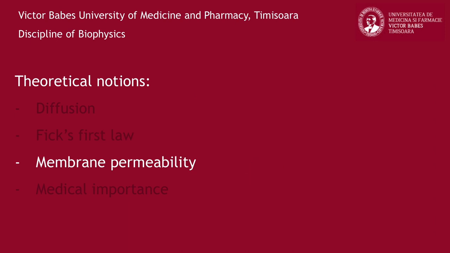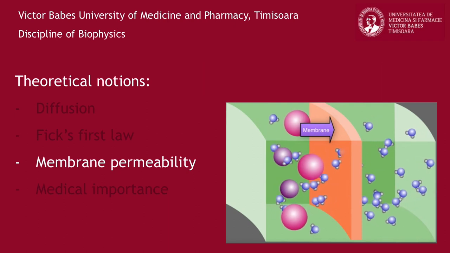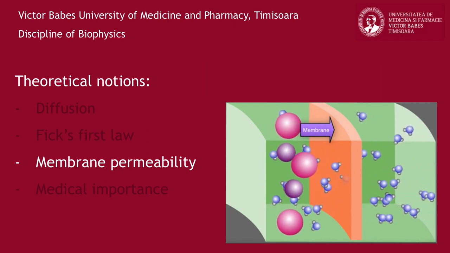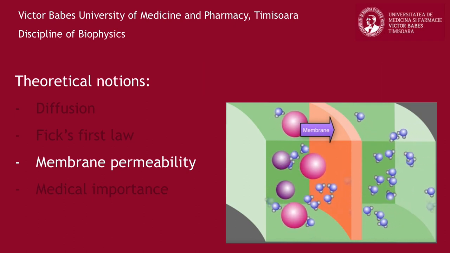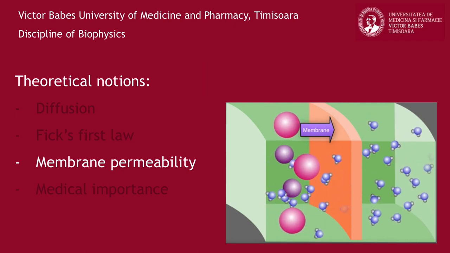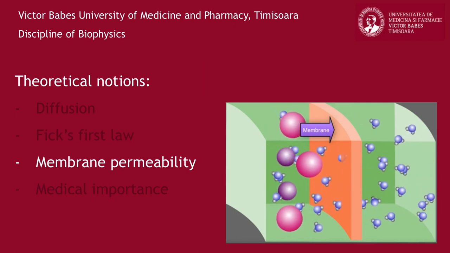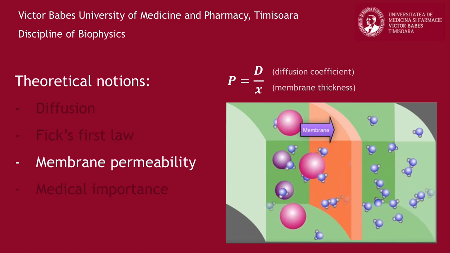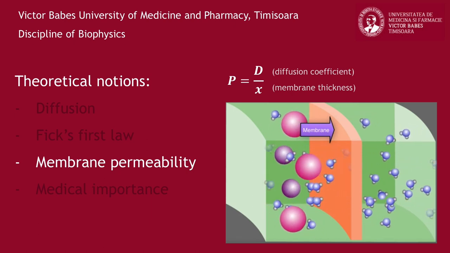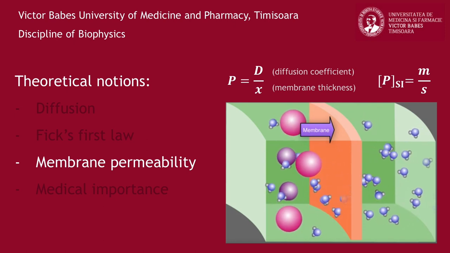Diffusion phenomenon can also take place through membranes. The membranes that selectively allow the transport of some molecular or atomic species are called selectively permeable membranes. Permeability is a physical quantity that characterizes membranes. It depends on the diffusion coefficient of a permeated molecule or atomic species and on the thickness of the membrane. Permeability has the dimension of a speed.